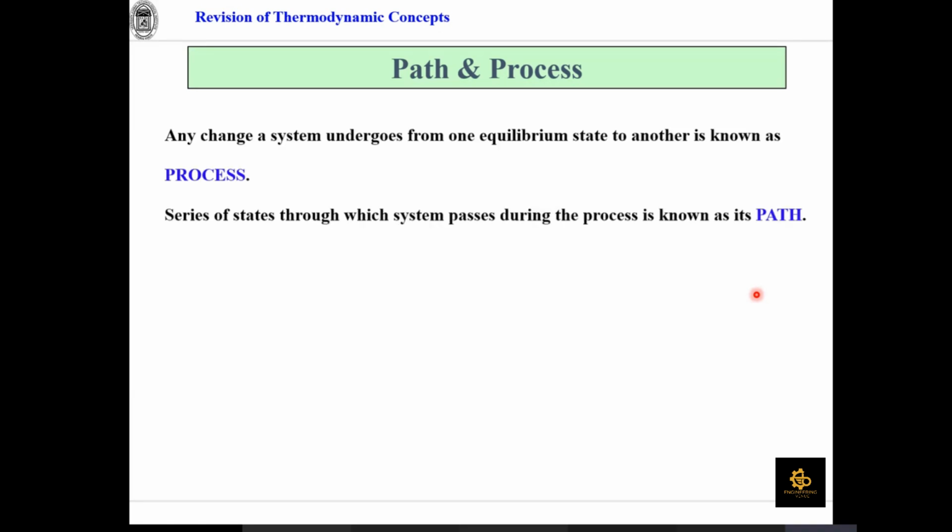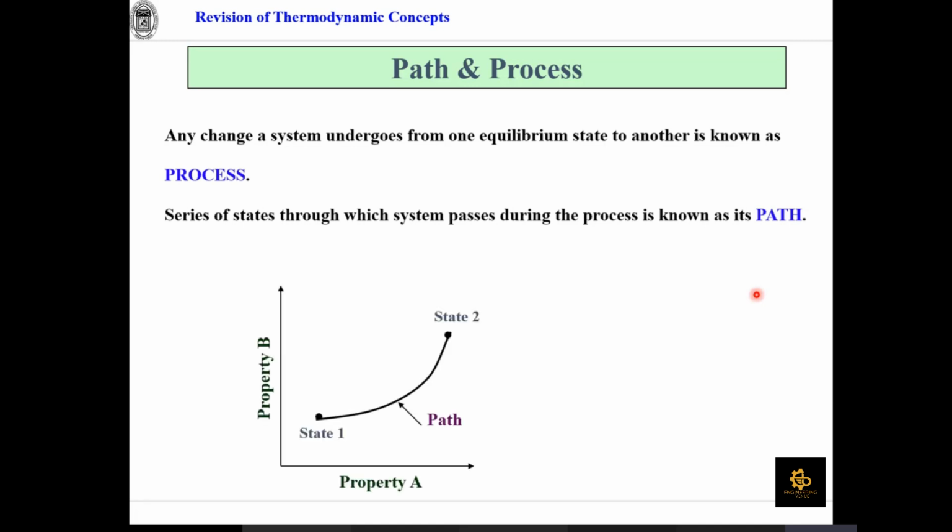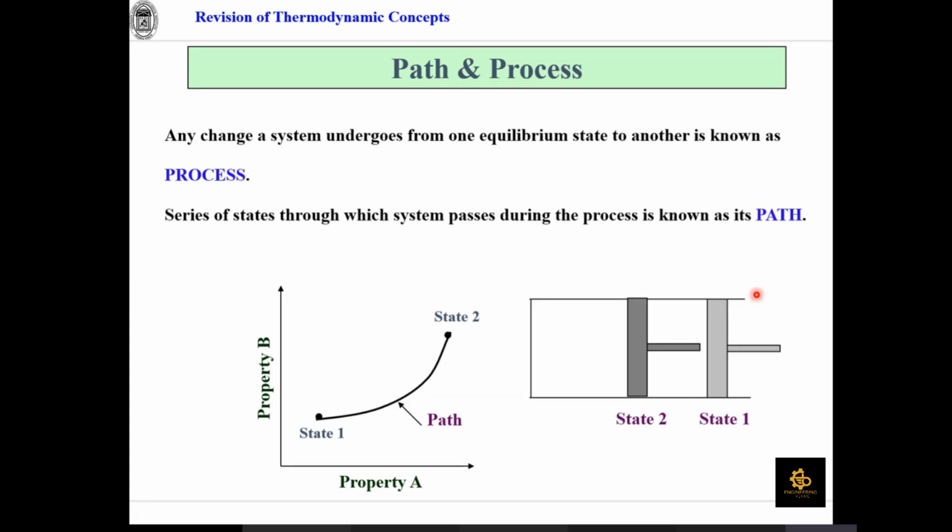Then there will be a term called process. Any change the system undergoes from one equilibrium state to another is known as a process. For example, if the system goes from state 1 to state 2, it has to follow some process. The series of states through which the system goes is called a path. Any path followed by the system to go from state 1 to state 2 or any other state is called a path. And this is your example. The system goes from state 1 to state 2, so it has to follow some path, and that path is represented by the solid line.